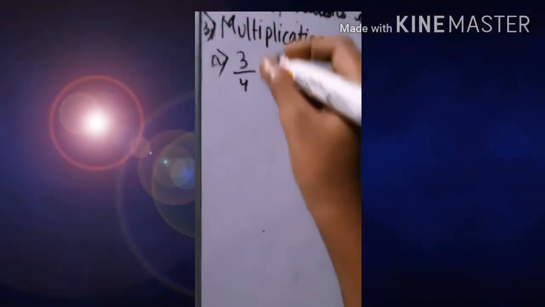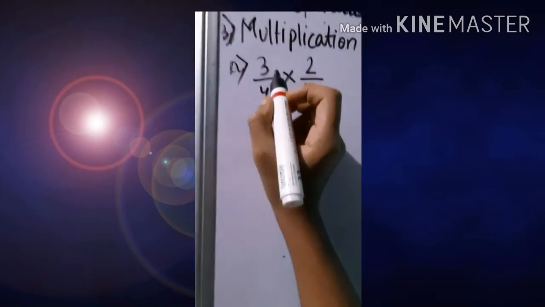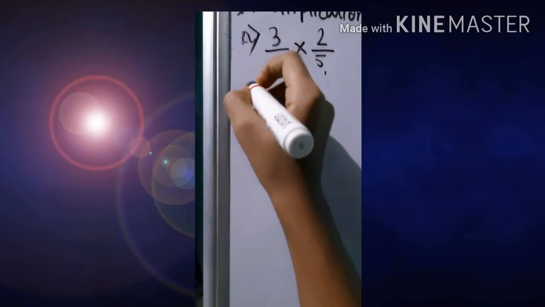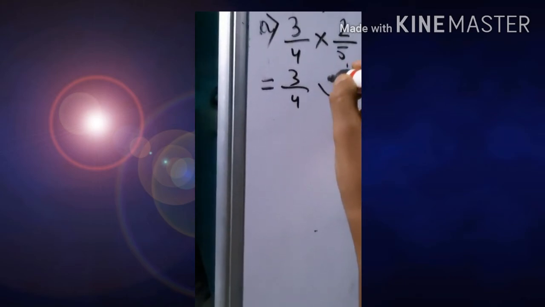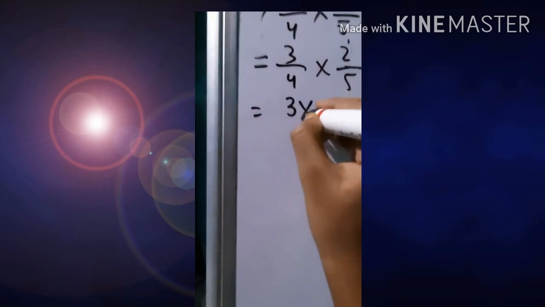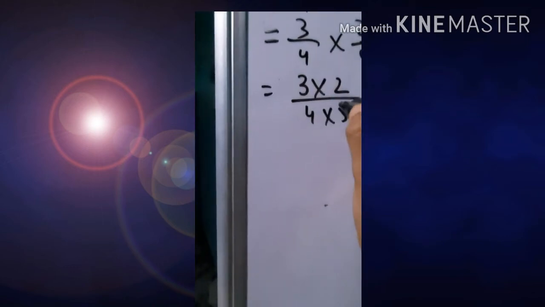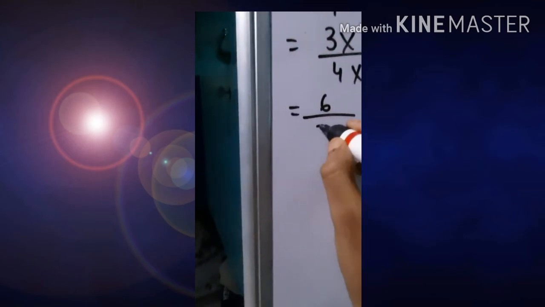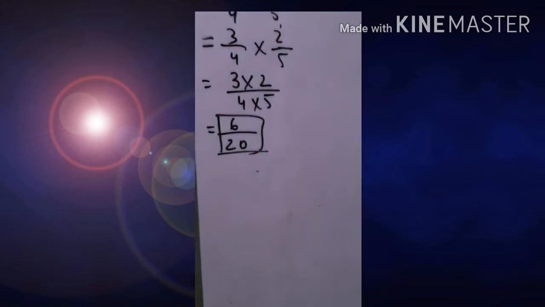Now this is a multiplication example. Now let's solve. It's 3 upon 4 multiplied by 2 upon 5. So which equals, we'll write as it is, then 3 multiplied by 2, then 4 multiplied by 5, which equals 3 2s is 6, 4 5s is 20, and this is our answer.